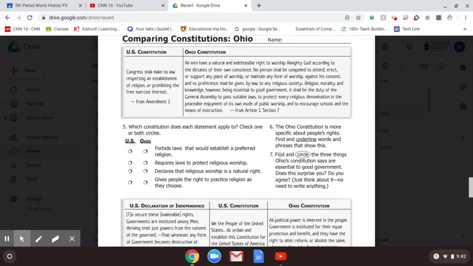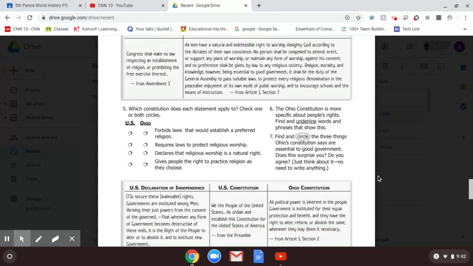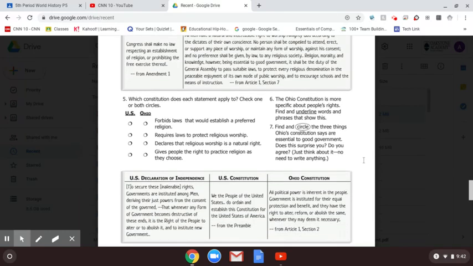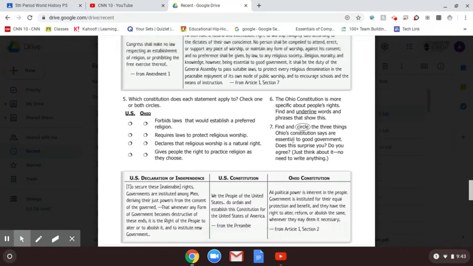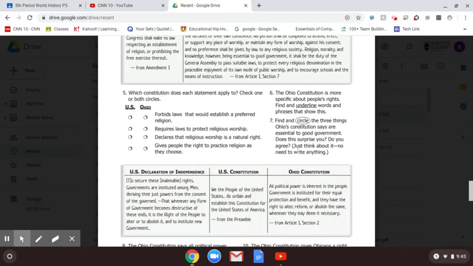Part 7, or question 7. Find and circle the 3 things the Ohio Constitution says are essential to good government. So in here, where does it say what is essential to good government and what those things are? Ohio's Constitution says, I already did that part. Does this surprise you? Do you agree? You don't have to write it down, but just think about it.